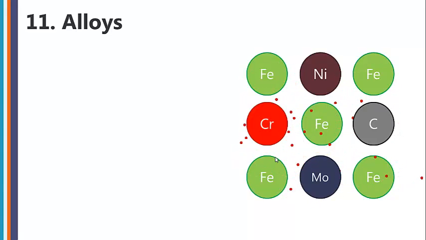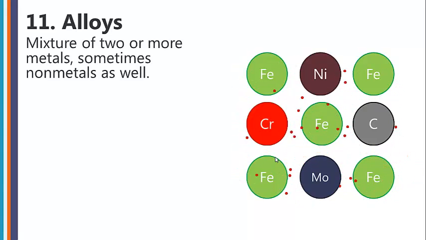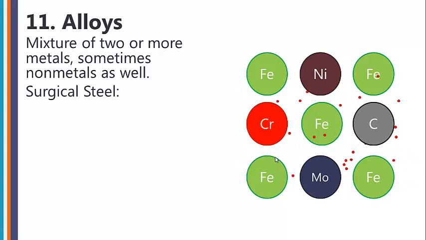Number 11, what are alloys and what is their usefulness? So alloys are mixtures of 2 or more metals, sometimes with small amounts of nonmetals as well. The reason this is useful is because it gives the metal certain desirable properties depending on what is added to it to make it an alloy.